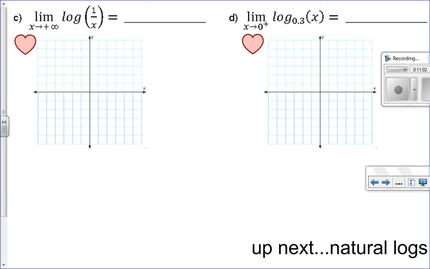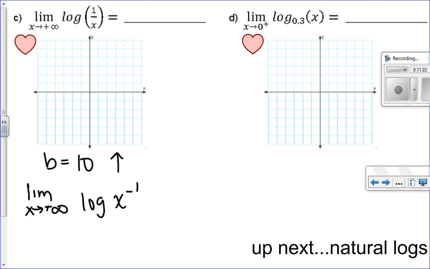Okay, this one here, limit as x approaches positive infinity of log of 1 over x. So again, no base means it's a common base of 10, which tells me it's an increasing graph. So I just want to write this a little bit differently. I'm going to write it as the limit as x approaches positive infinity of log of x to the -1. 1 over x is the same as x to the -1. Now, of course, using my laws of logs, I know I can bring that -1 down. So I have the limit as x approaches positive infinity of negative log of x.